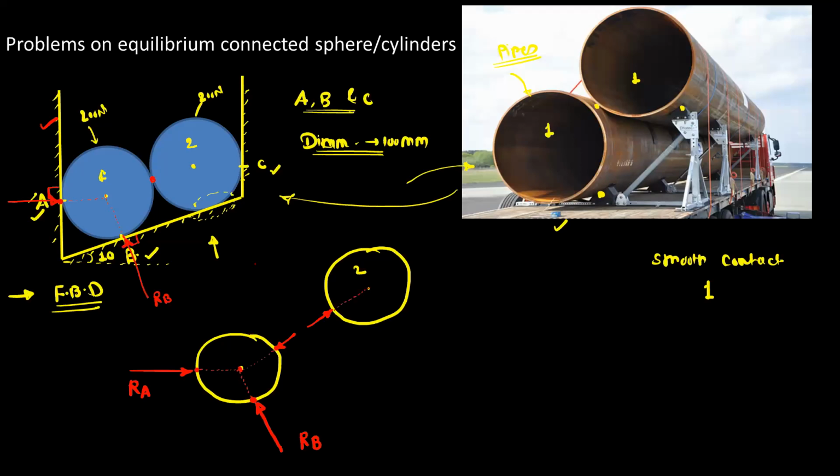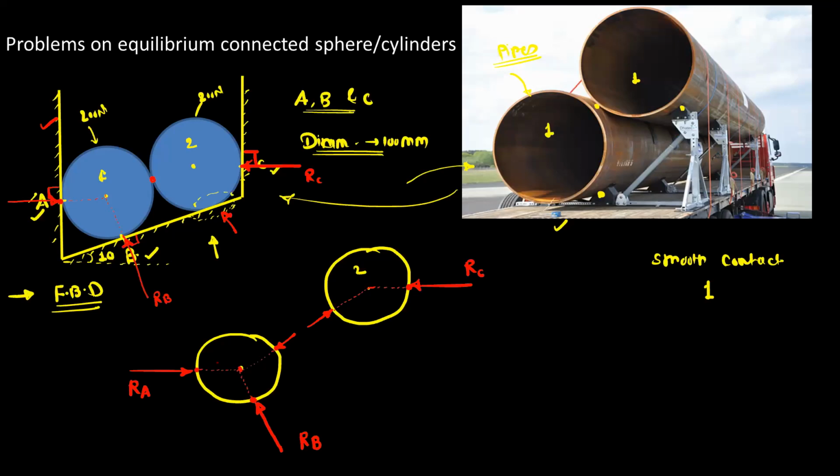Okay. Now when you consider the cylinder 2, this cylinder 2, it has only one contact point with the vertical wall. Okay, there is no contact at this point. So at this point, that is a reaction Rc is perpendicular to this vertical wall. Okay, so this is the reaction Rc. Now this reaction Rc will pass through the center of the cylinder 2.